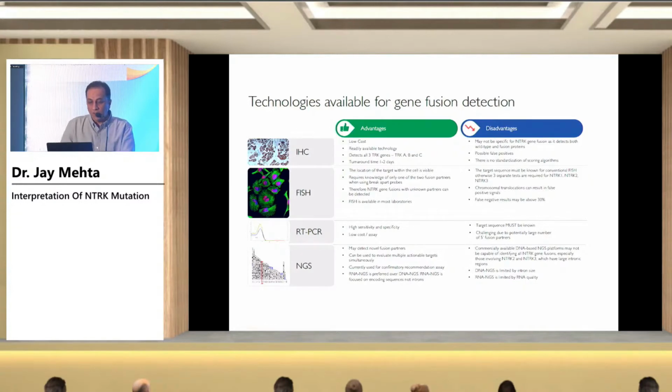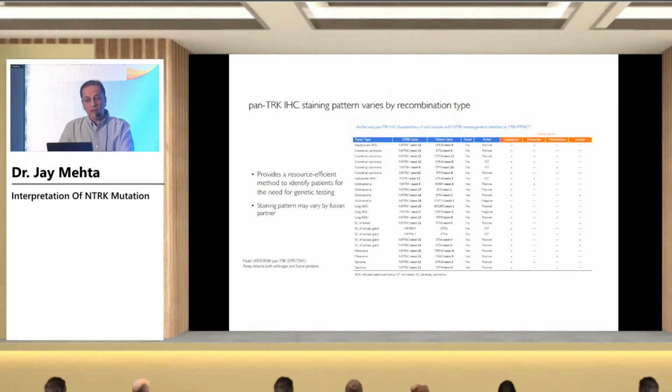of pickup. Now, the problem with DNA NGS is that it's limited by intron size, but the RNA itself has a problem. Sometimes the tissue is not well fixed and the RNA quality is poor, so you may not get any of these answers. Now, pan-TRK IHC testing varies with the kind of fusions that one obtains, so you can get a nuclear, cytoplasmic, or a membrane positivity. So that's useful to actually determine what kind of a fusion exists.